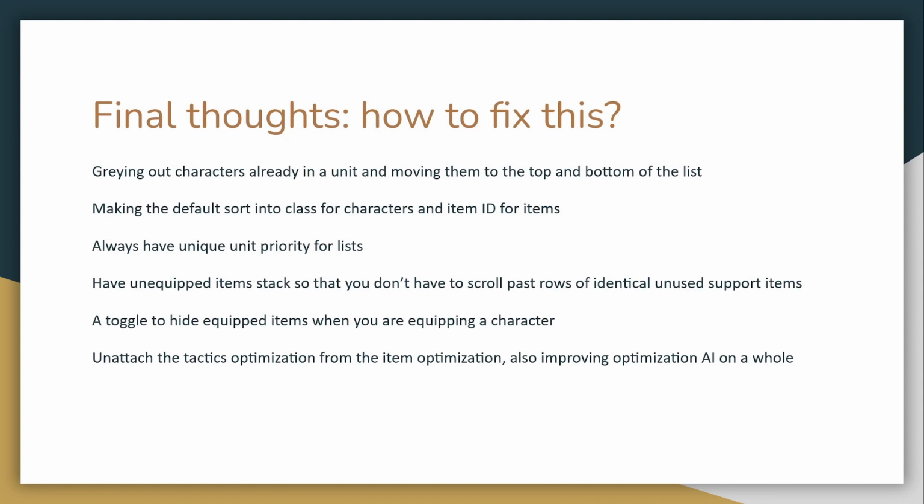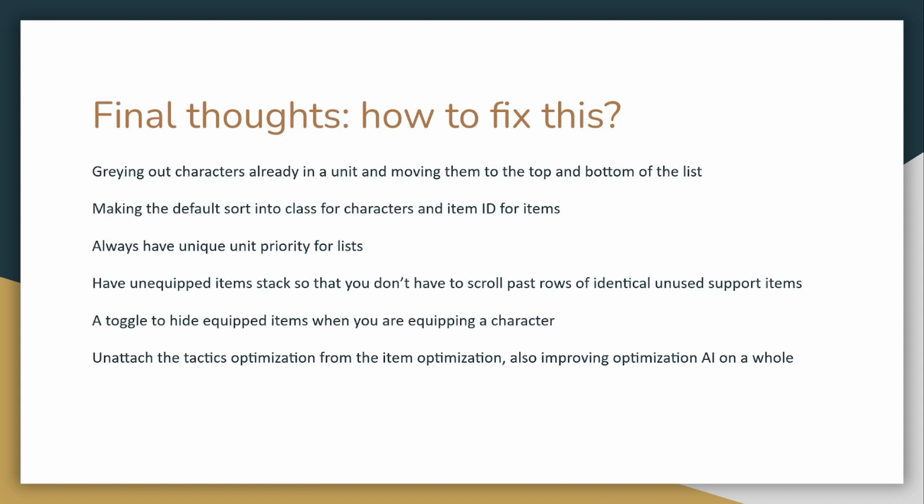I would also have unequipped items stack in the item inventory so that you don't have to scroll past rows of identical unused support items to get to the bottom. By the end of the game, I had dozens, literally dozens of bronze bangles in my inventory that I had to scroll all the way past if I wanted to get to some very good items.